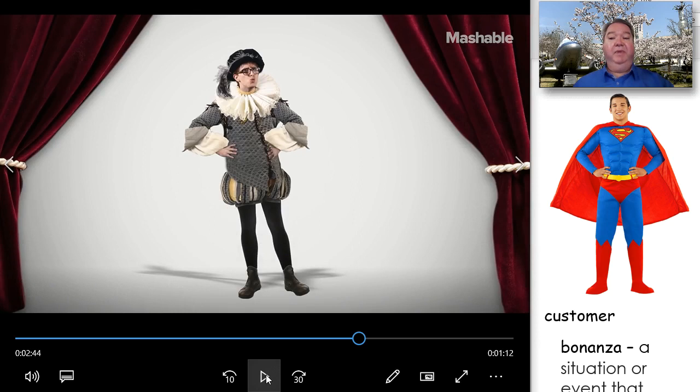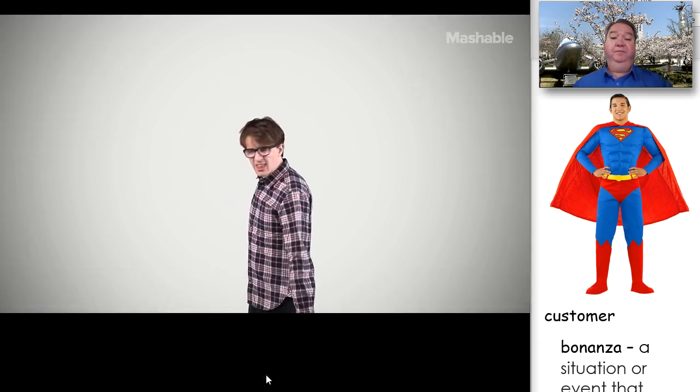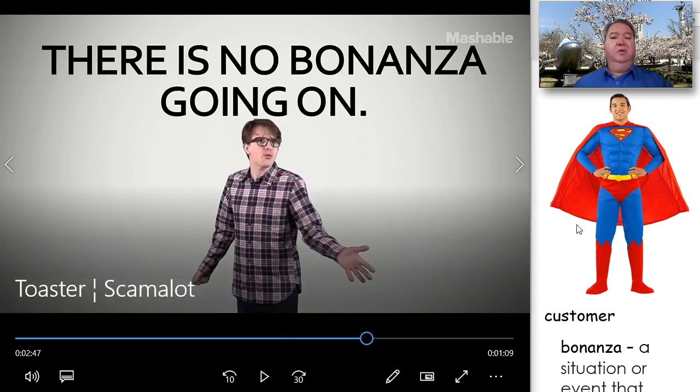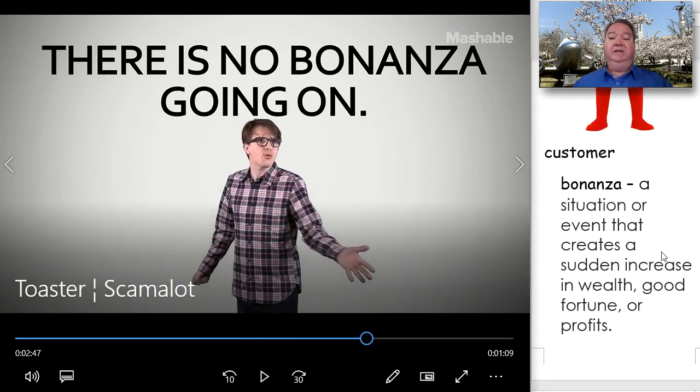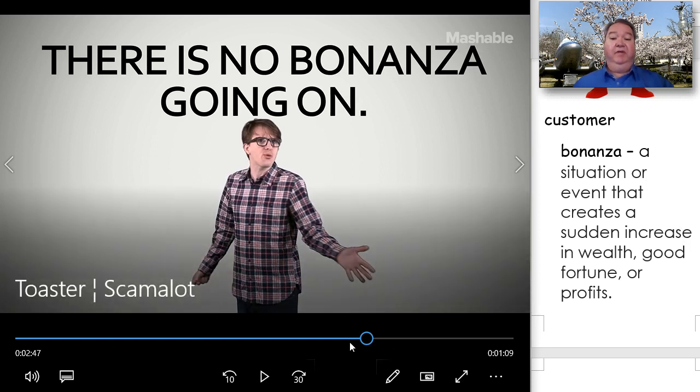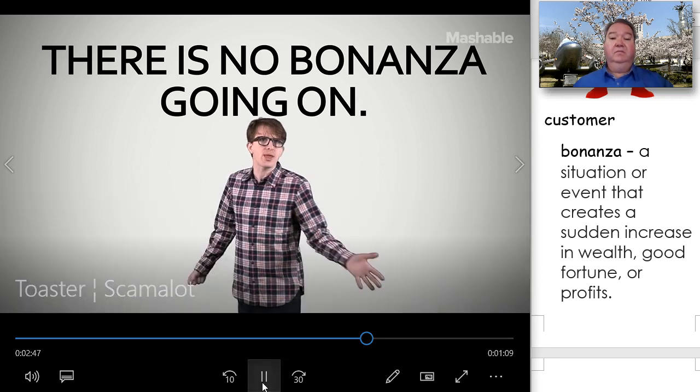So again, he's emphasizing their misuse, their misspelling of the word. He said there is no bonanza going on. Of course, a bonanza, like one of you mentioned in your definitions from last week, is a situation or an event that creates a sudden increase in wealth, good fortune, or profits. So a bonanza is something very good. I thought that was an odd choice of word.